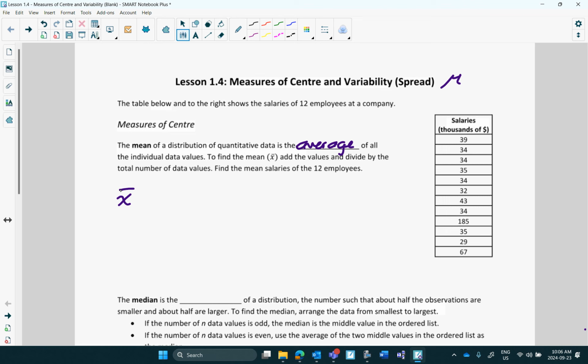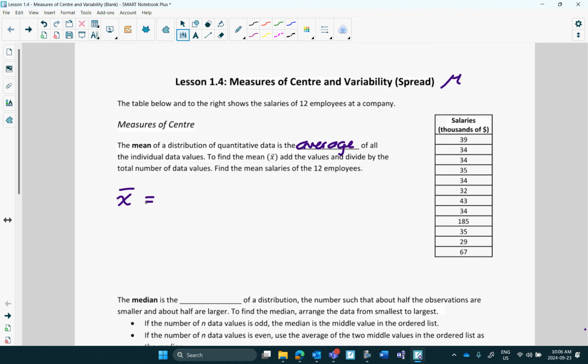So what you're solving for determines the notation. When you see X bar, it's the sample mean. When you see mu, it's the population mean.